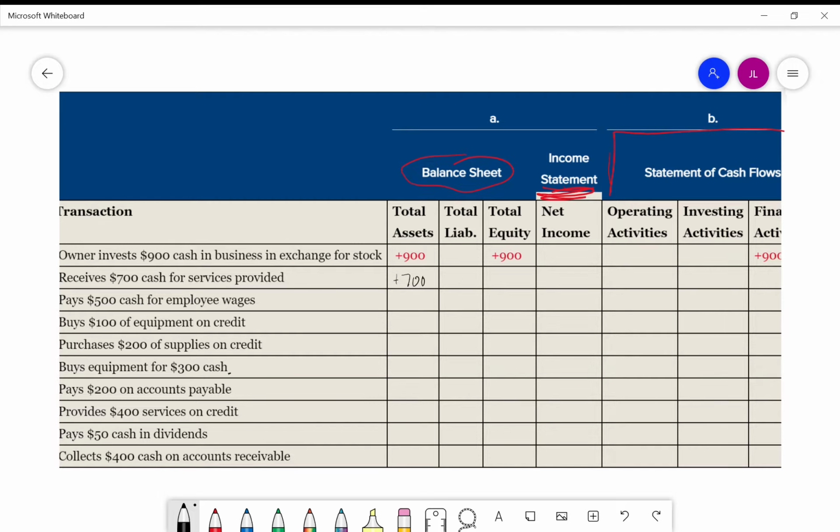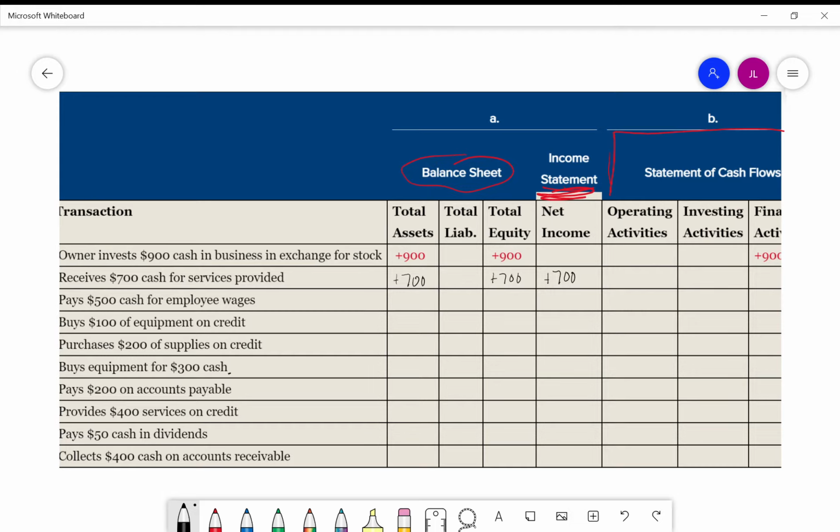Now, if you remember, this is revenue. So essentially, this is a part of our equity also. So we also increase equity by 700. And again, because this is revenue, revenue goes on the income statement. So it is a plus 700 net income. And then from cash flow perspective, since we did receive cash, we need to put this in our cash flows. And this is what we did for services provided.